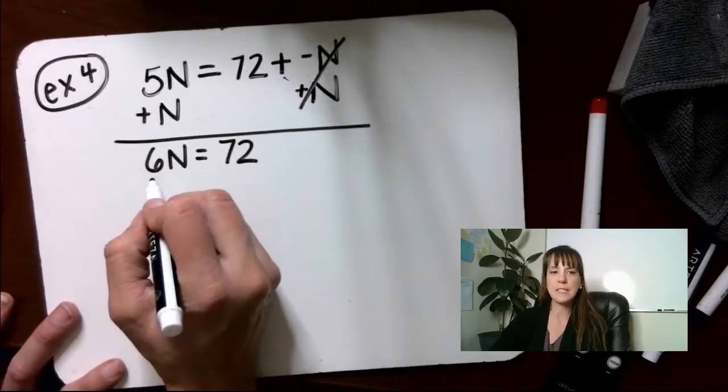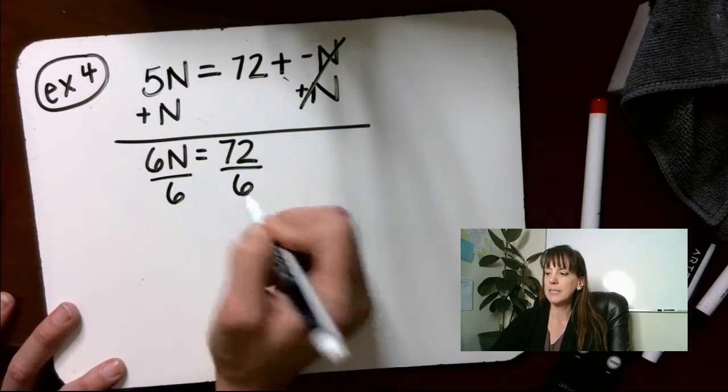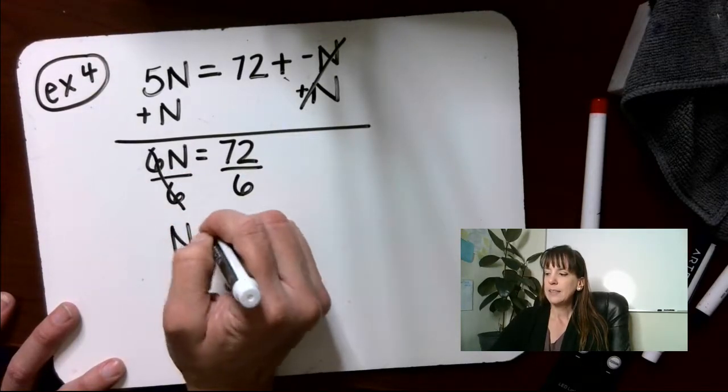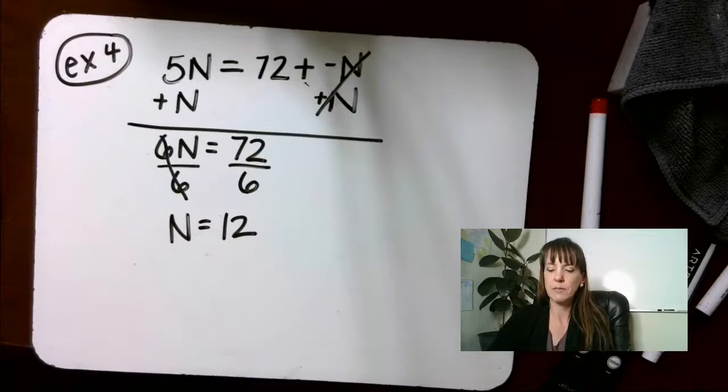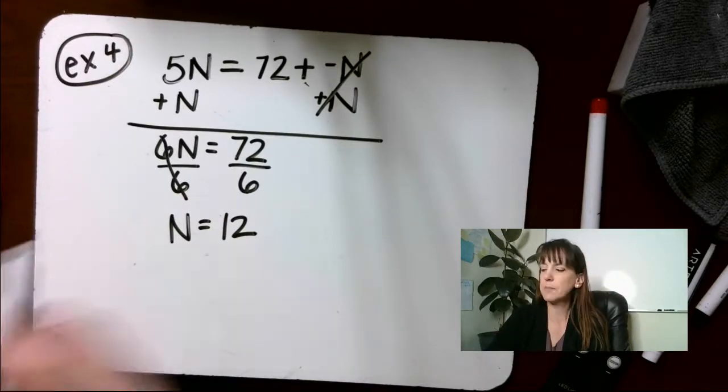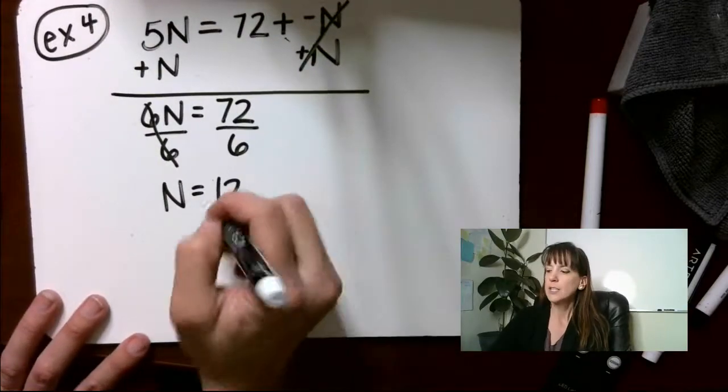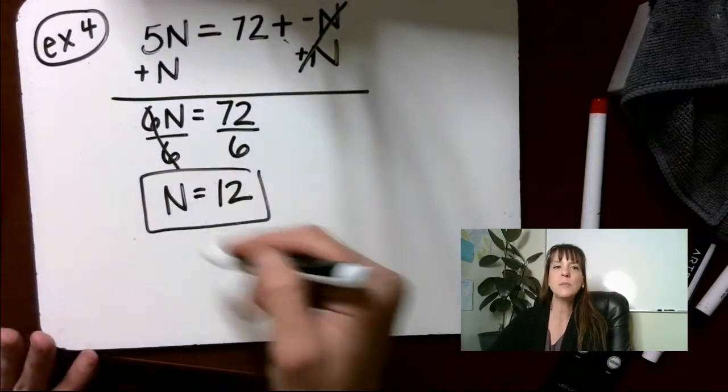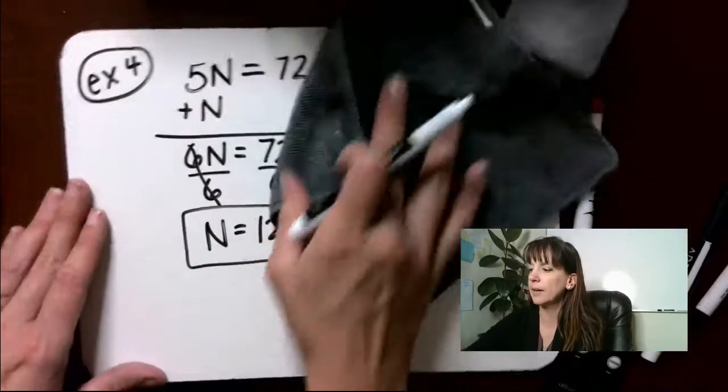To get that n by itself, I'm going to divide by 6. n equals 12, I believe. 6 times 12. I don't know my 12s, sorry. Yep, 72. Phew, making sure. So n equals 12. So this is how you need to be showing your work on these types of problems, okay?